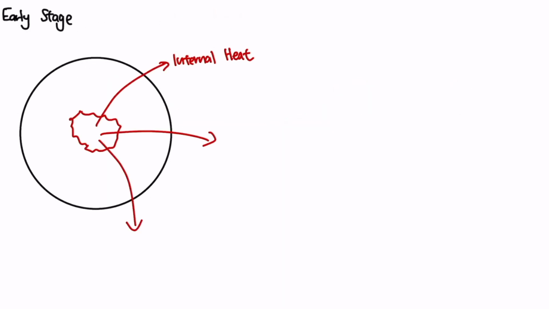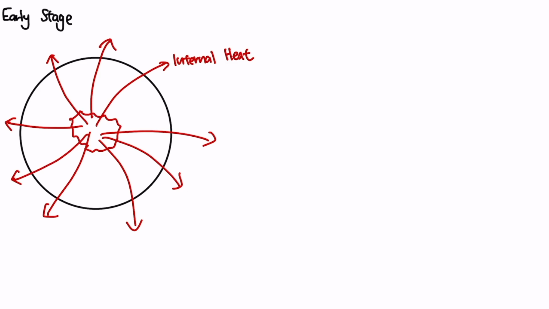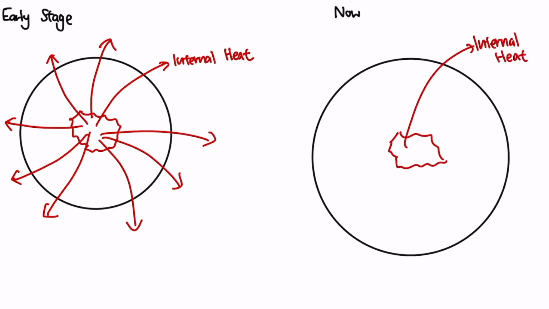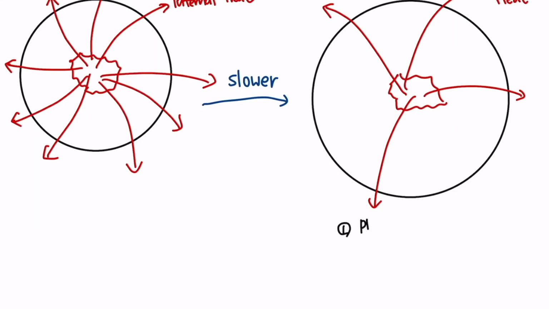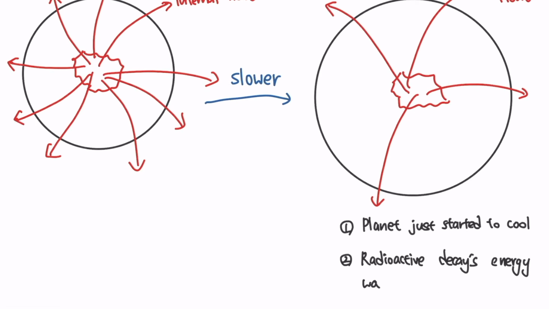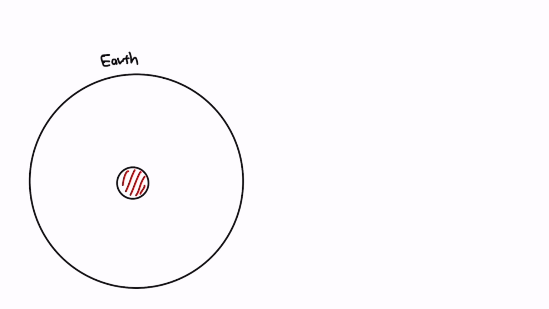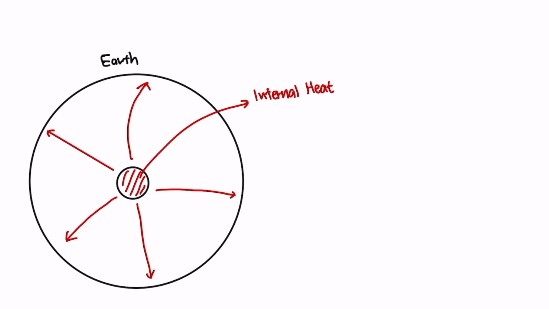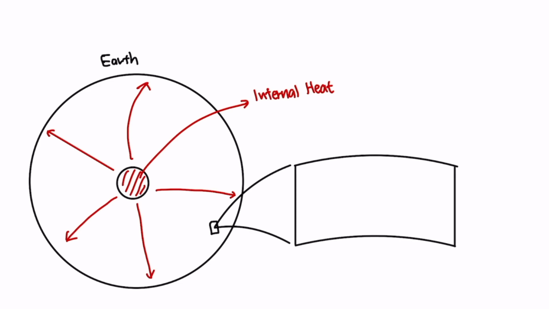In the very early stages of the Earth's history, internal temperature and heat flows were probably much higher than they are today, partly because the planet had only just started to cool, and partly because the energy flow from radioactive decay was much larger. And the main heat transfer mechanism that takes internal heat from deep in Earth's mantle to the near surface region is convection.